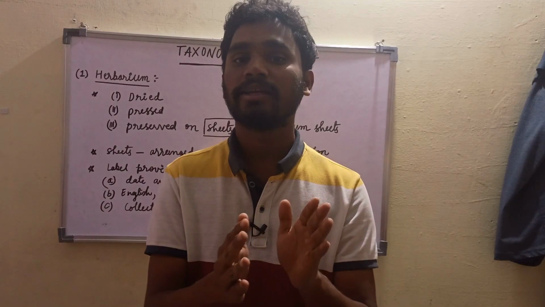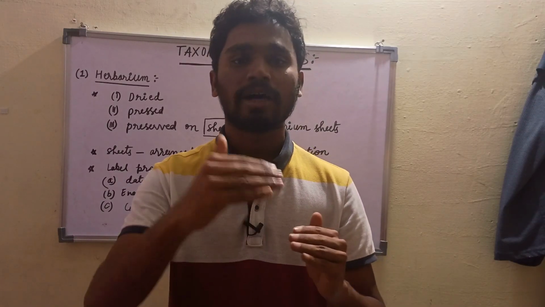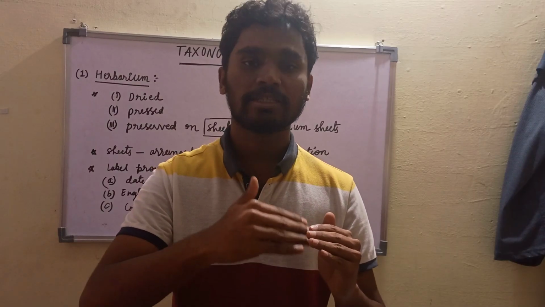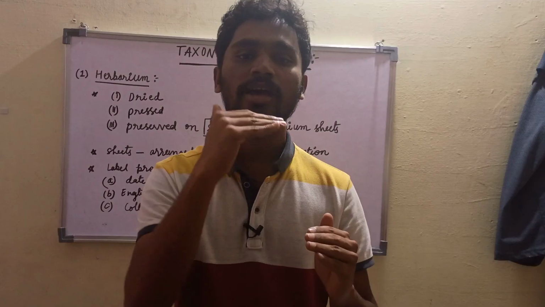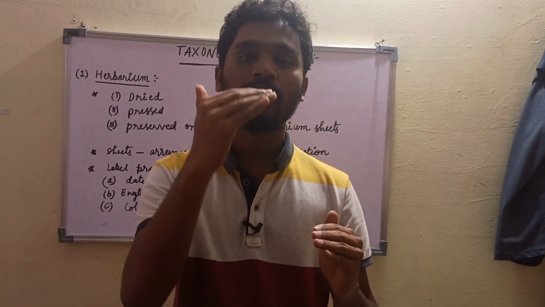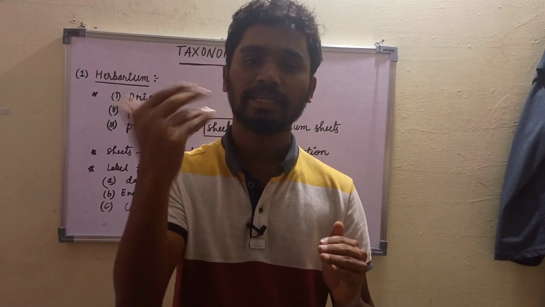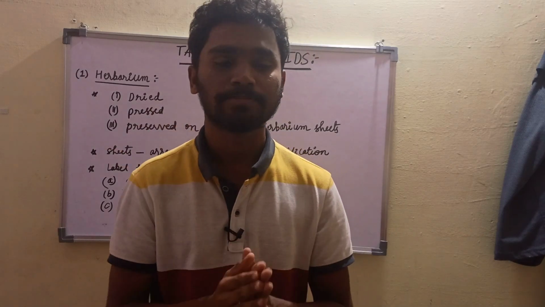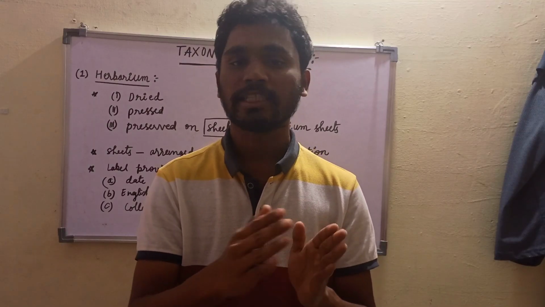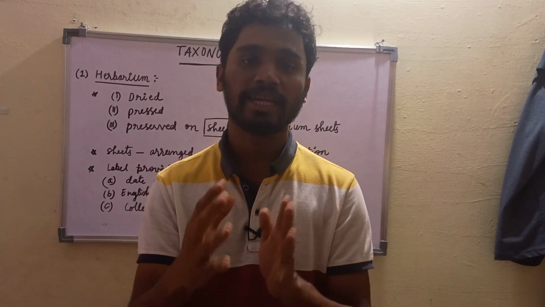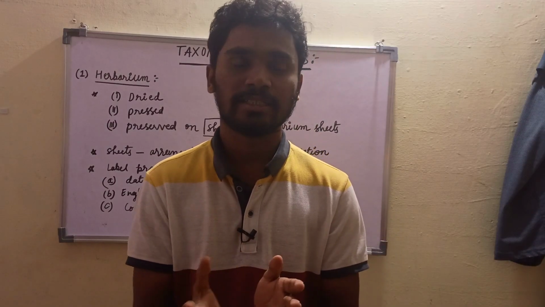Here, taxonomic hierarchy, as we have already learned, is the level of organization from species level to kingdom level, that is species, genus, family, order, class, phylum to kingdom. In the case of plants, division to kingdom. This is the taxonomic hierarchy. So this is about taxonomic aids. Then why do we need to study taxonomic aids?